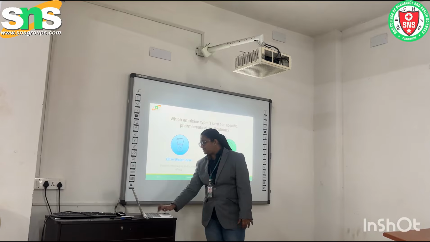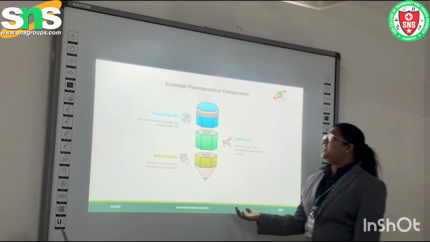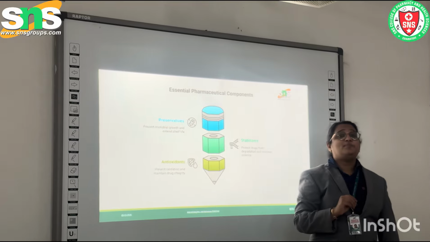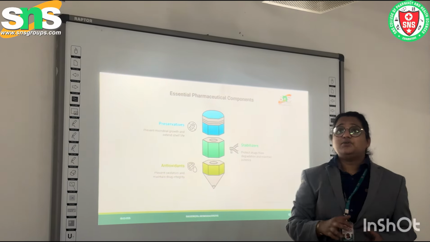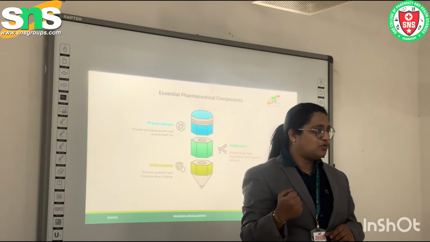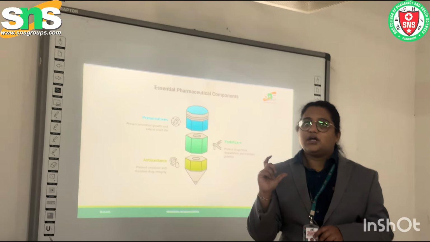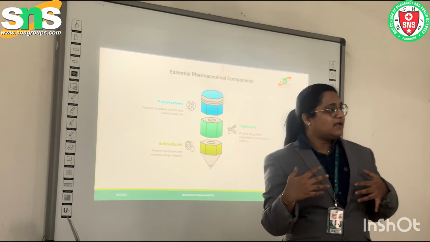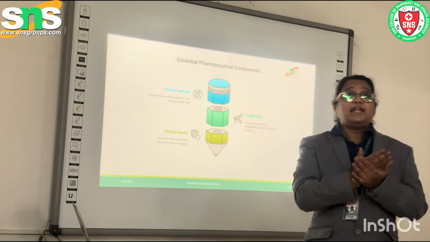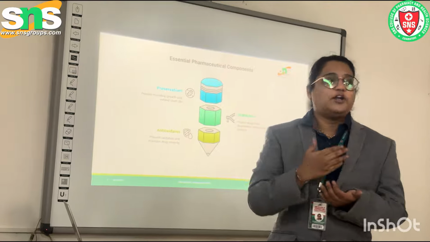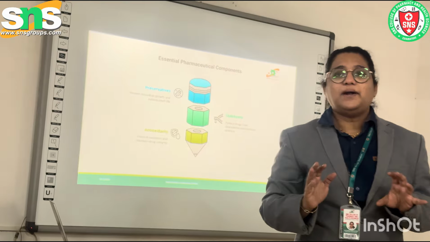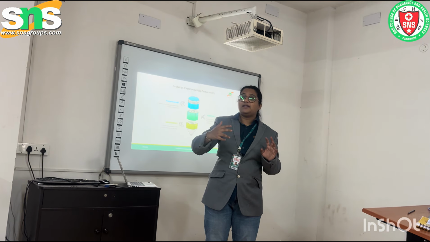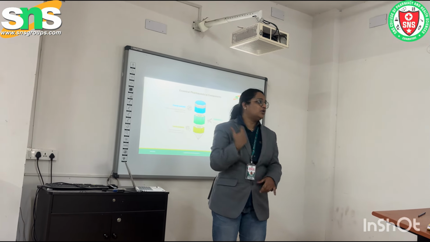Okay, moving on to the next. What are the essential pharmaceutical components? Like we have preservatives. As you know, preservative plays a very important role. What it does is kill microorganism growth, because we are using water. Wherever water is there, microorganism growth will be there. That's why, in an emulsion, water and oil are there, but if there is an excessive amount of water, then it creates microbial growth.